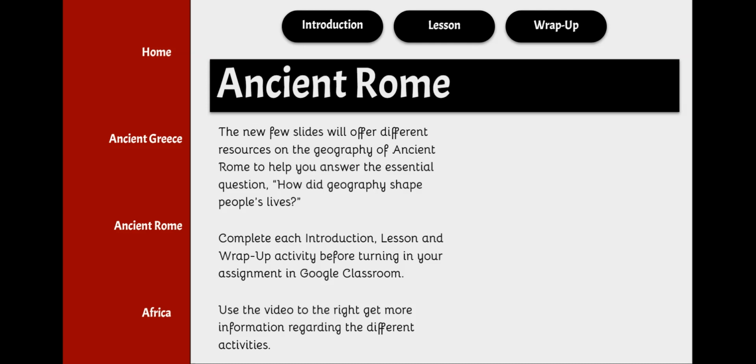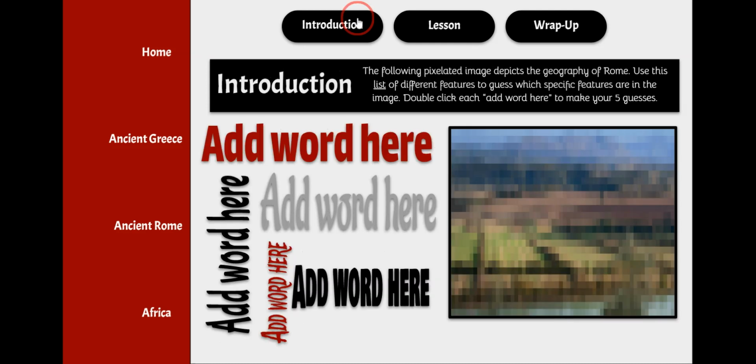In order to begin, click the Introduction tab to take you to the first activity. Now, looking at this activity, I notice that there's an image that doesn't look quite right. The reason why is that it is pixelated, which blurs the clarity of the image. The following pixelated image depicts the geography of Rome.